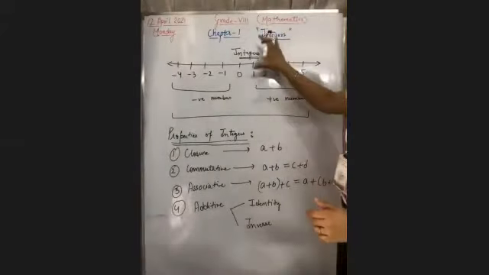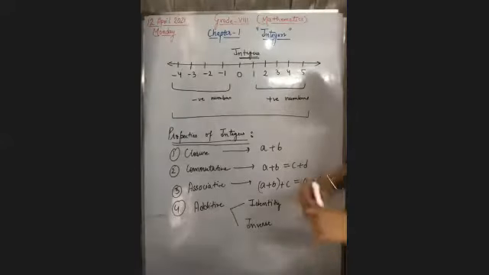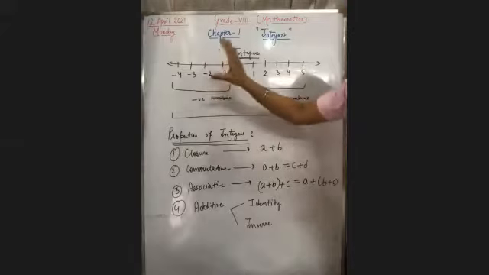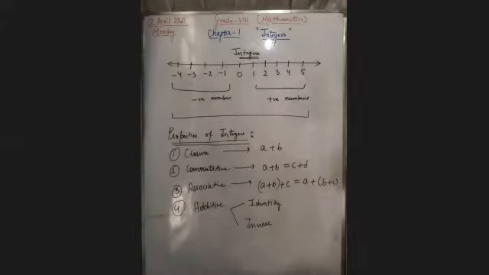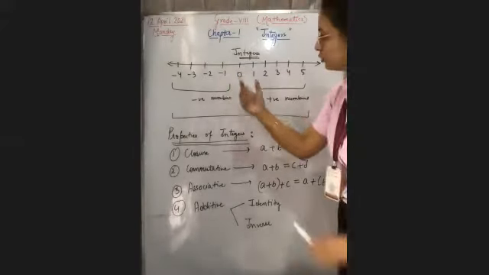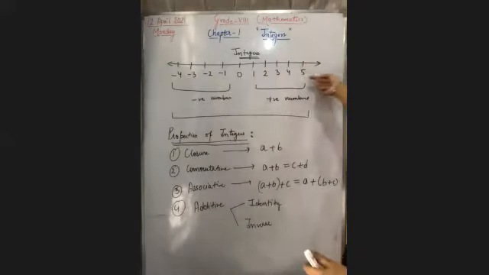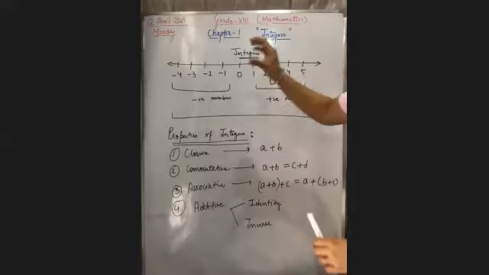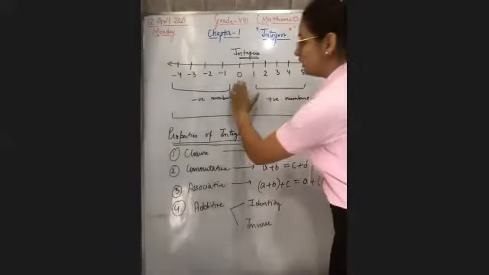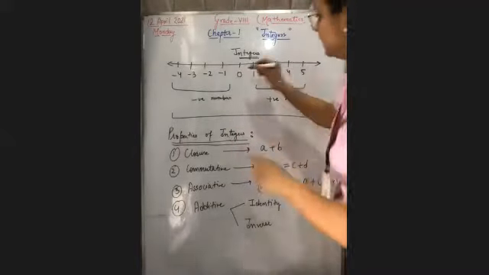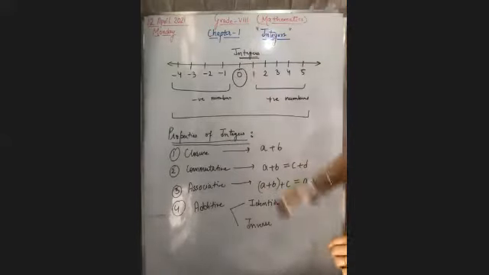Right, so what do you mean by integers? This is your number line. I have made a number line. In this you can see that there are the negative numbers as well as the positive numbers mentioned on the number line. So what do you mean by integers? All the negative numbers and all the positive numbers, including the 0, are known as integers.